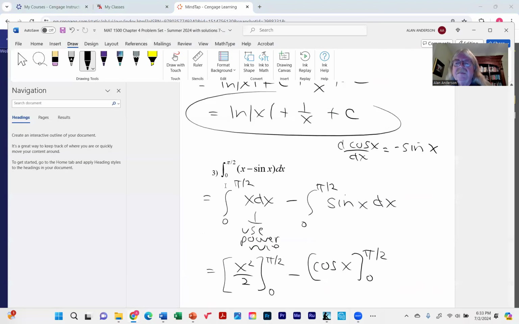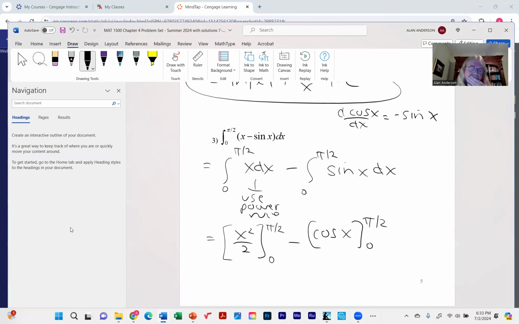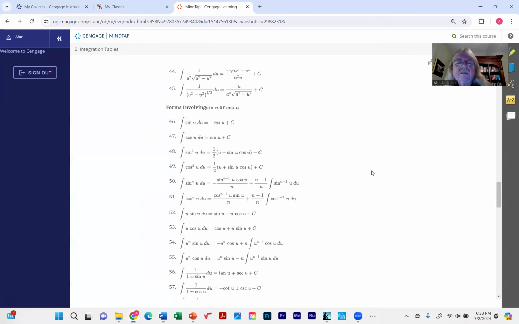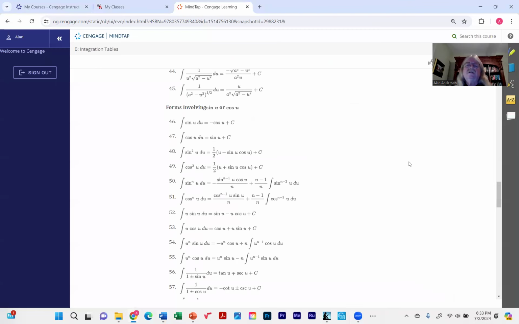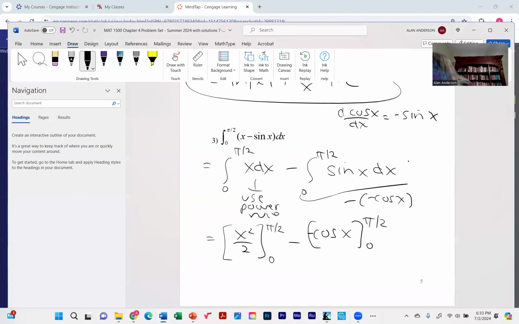Okay, so if you notice, if you went to the chart, you would have had negative cosine x. Hold on, let me just make sure. Yes. Okay. So I just realized I left out the negative here. Yes, the integral of sine x is negative cosine x. So I almost goofed it here. You see what I've got? This has to be negative.